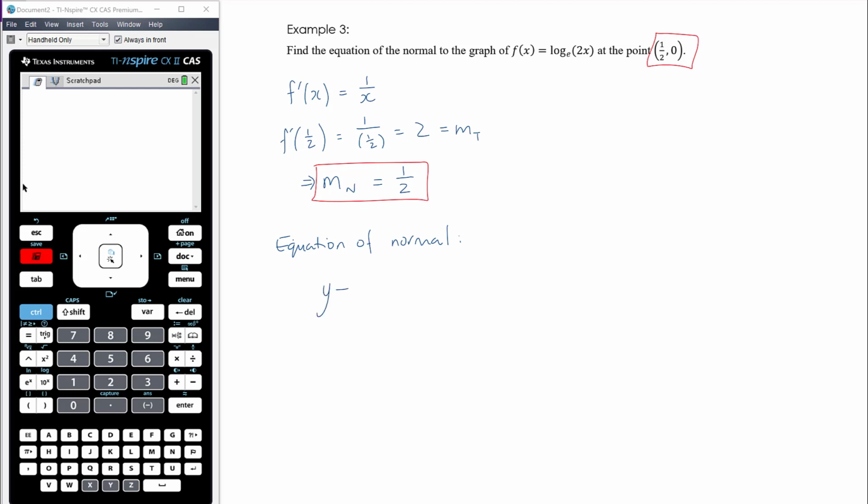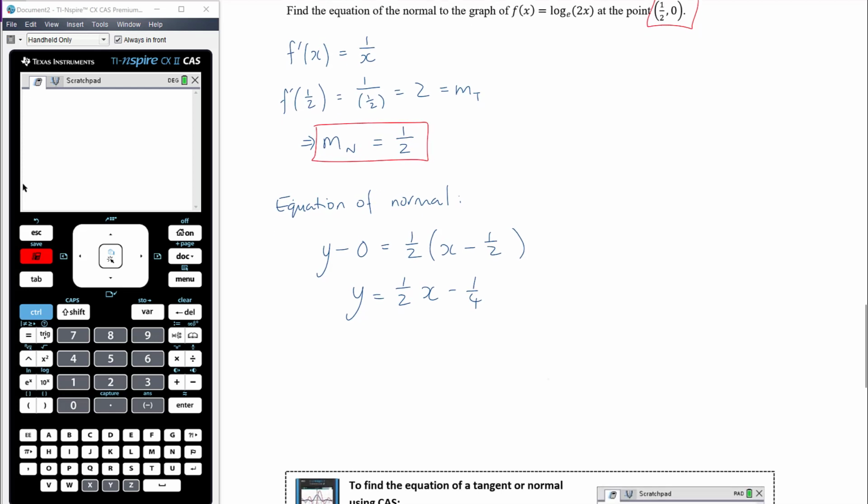So y minus y1, which is 0, equals gradient, which is 1 half, times x minus x1, which is 1 half. So it's just going to be y equals, I'll expand out the right hand side, half x minus a quarter. So there is the equation of the normal.